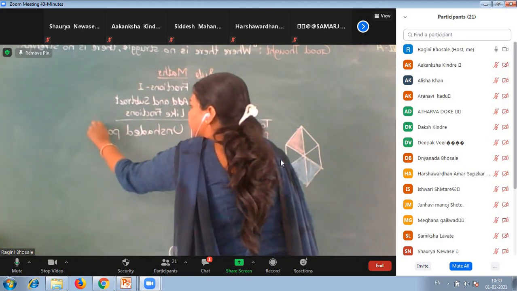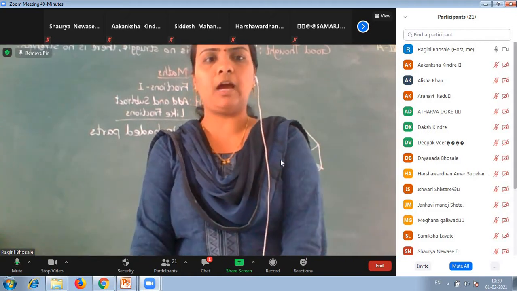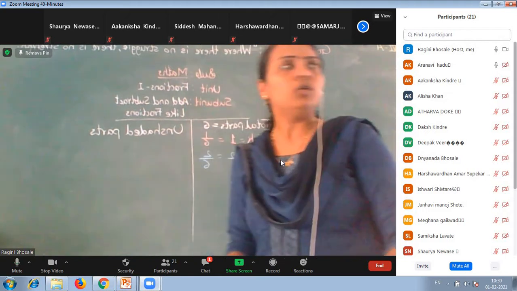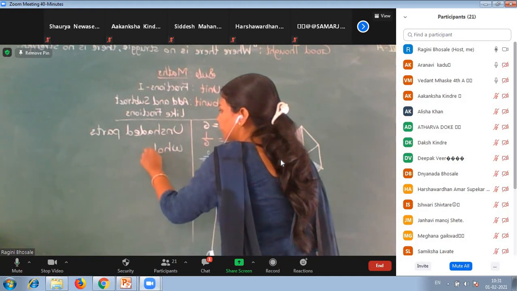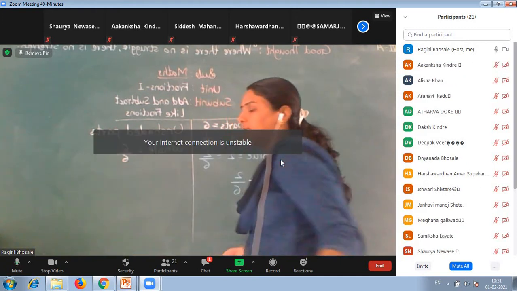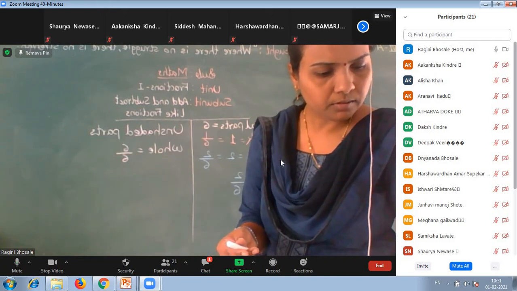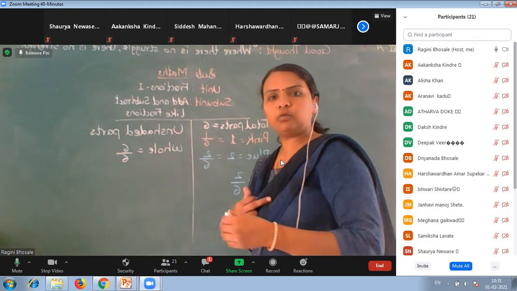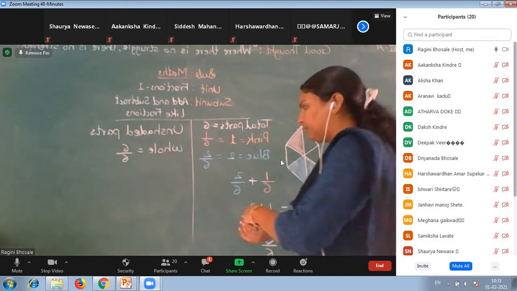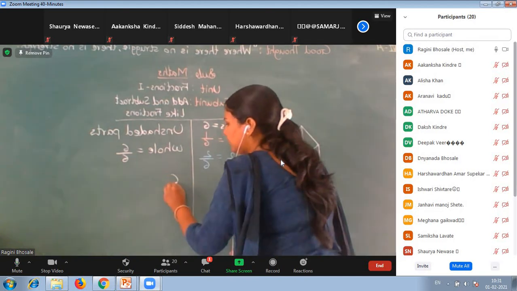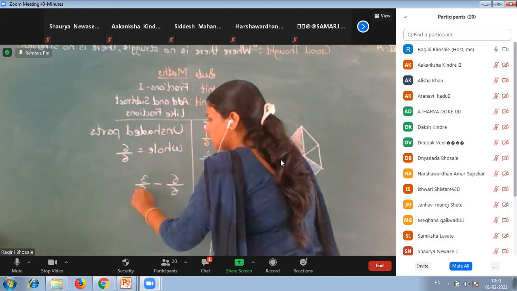To find out the unshaded parts, how many total parts are there? Six. So what will be the fraction for that? 6 upon 6. So we have the whole, that is 6 upon 6. Now to find out this one, what are we going to do? We need the total shaded part, that is 3 upon 6, that we will take. So we have the whole, 6 upon 6, minus 3 upon 6.